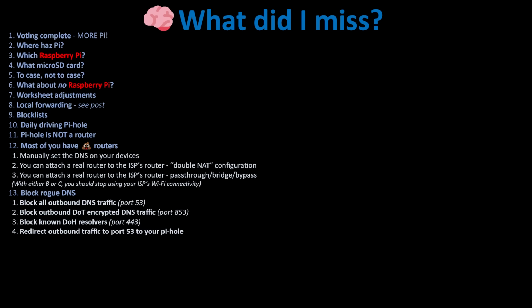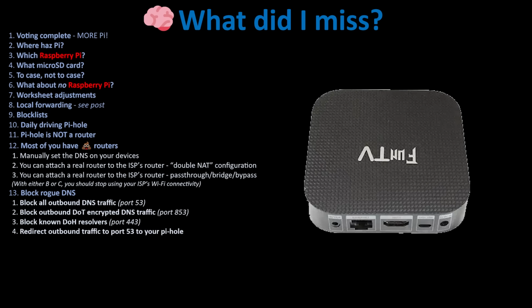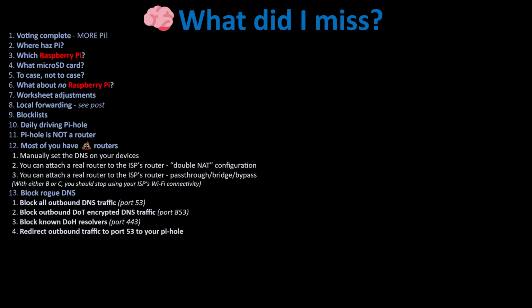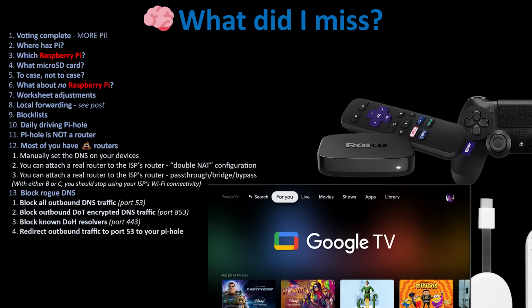But what devices do this? Something like this? Surprisingly, probably not. But these do. And they can bypass your DNS filtering using hard-coded DNS. Roku, PlayStation, Chromecast, and Google TV do this. Some apps use DoH or DNS over HTTPS. Some Google services do this, as does Xbox and some Apple apps.